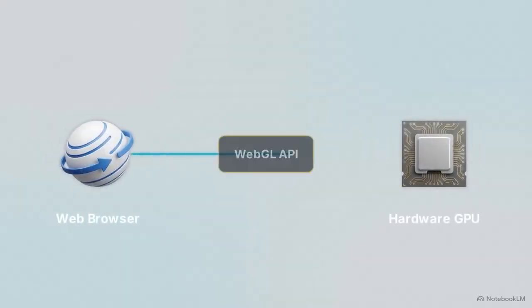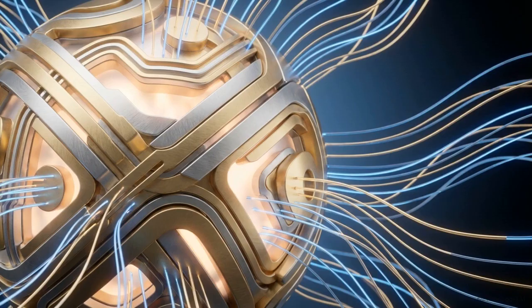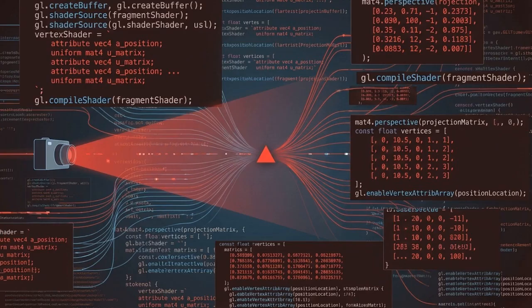WebGL is a cross-platform API, or Application Programming Interface, that allows a browser to communicate directly with a computer's GPU. The GPU, or graphics processing unit, is the specialized hardware inside your device designed specifically to accelerate image rendering and 3D calculations. But WebGL was not designed for the average web developer.